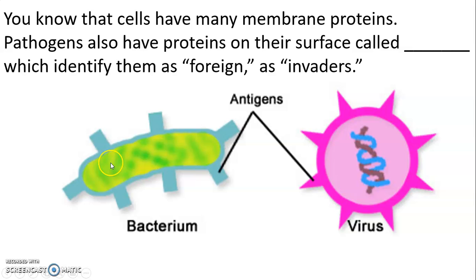Ta-da! We start by labeling the bad guys. What is the name of the bad guys? The bad guys are called? Yes, pathogens. That's correct. The bad guys are called pathogens. And the bad guys have lots of surface proteins, just like all our cells do. Remember at the beginning of the year, we spent a whole chapter studying membrane proteins. There's lots of proteins on the surface of things. And these surface proteins have a very specific name. They're called antigens.